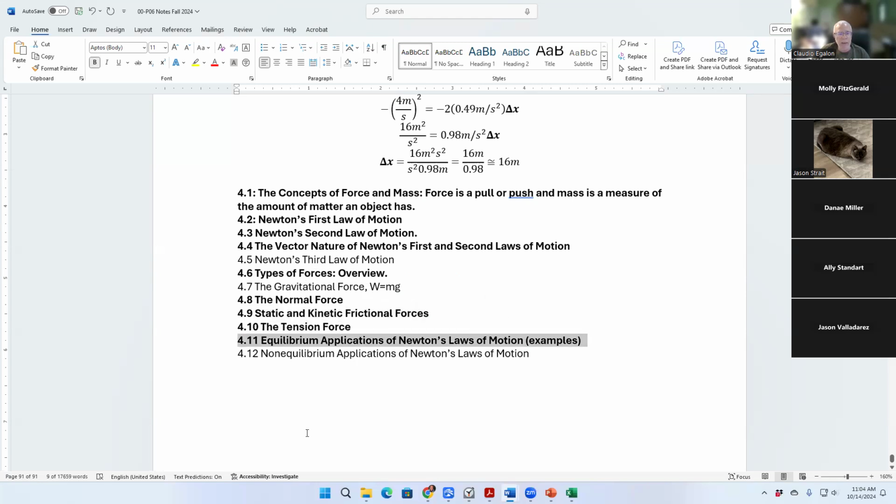Equilibrium, application of Newton's laws of motion. Yeah, we did that, which means examples of first law. And here should be examples of second law. We already covered some examples. So we are left only with those two sections here of the book, okay?